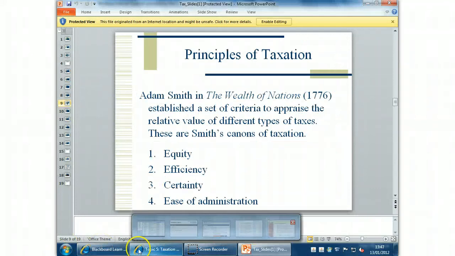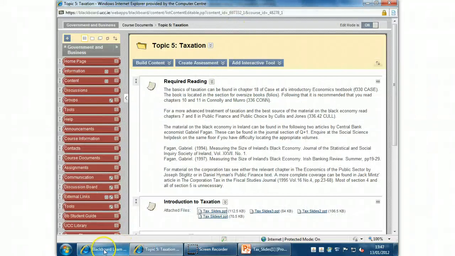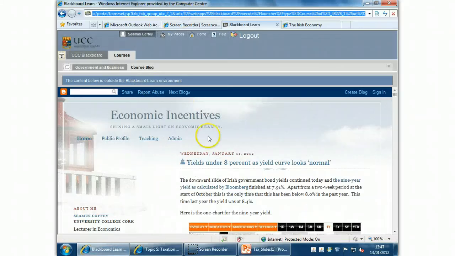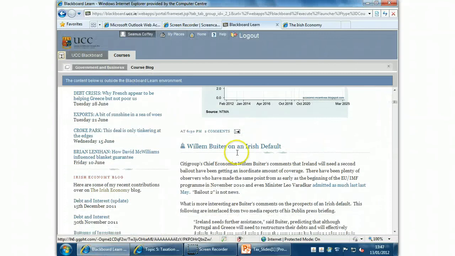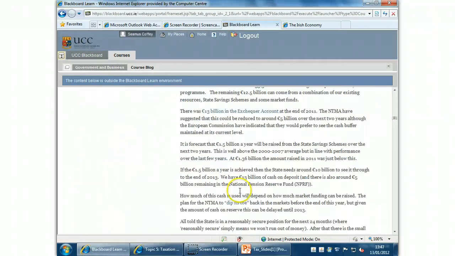Principles of taxation we'll come back to. So how much do we collect across these various tax headings?